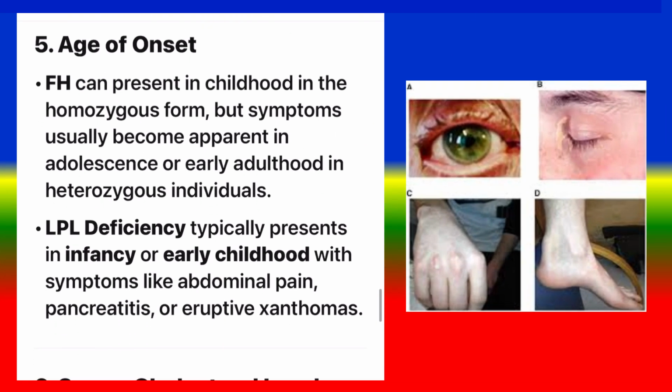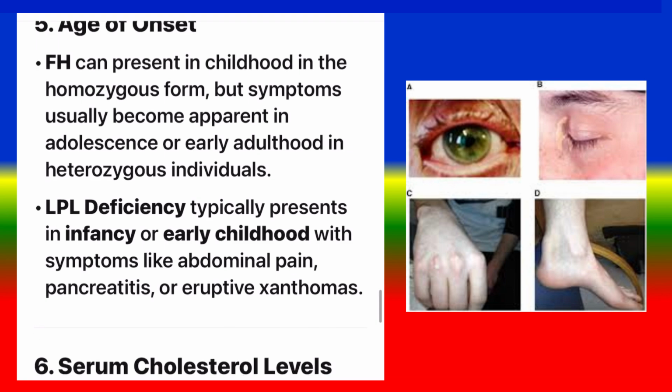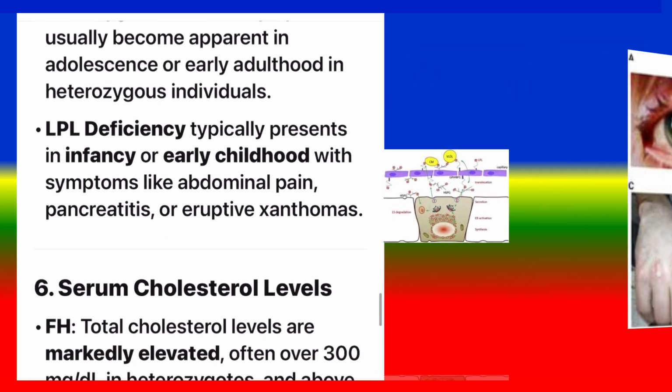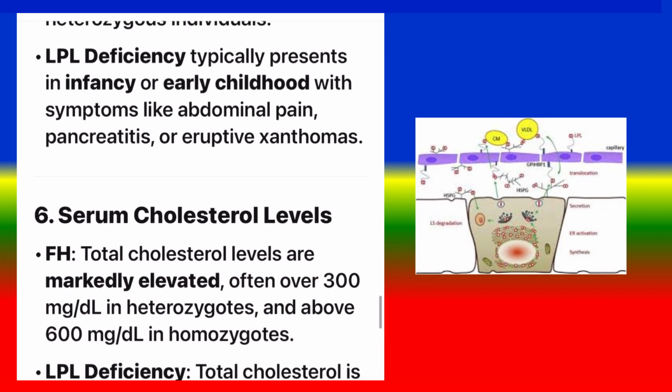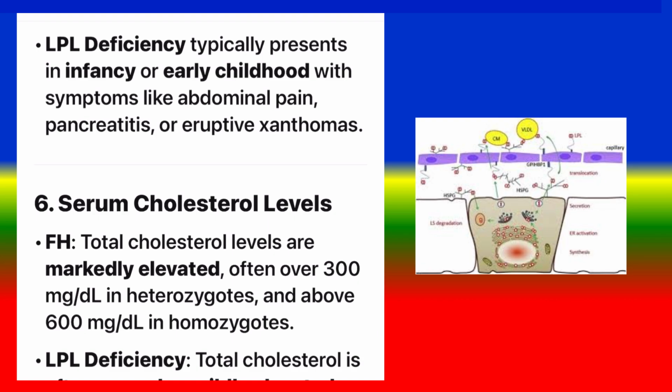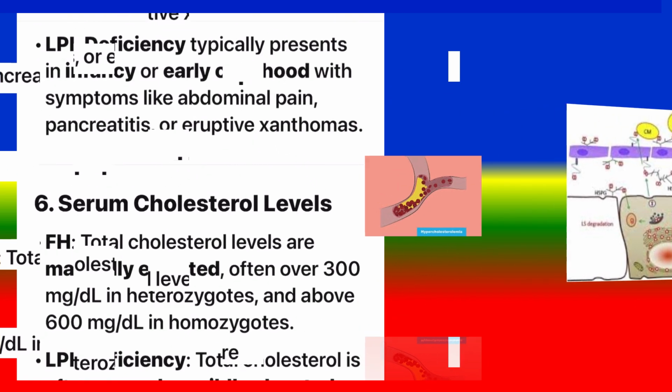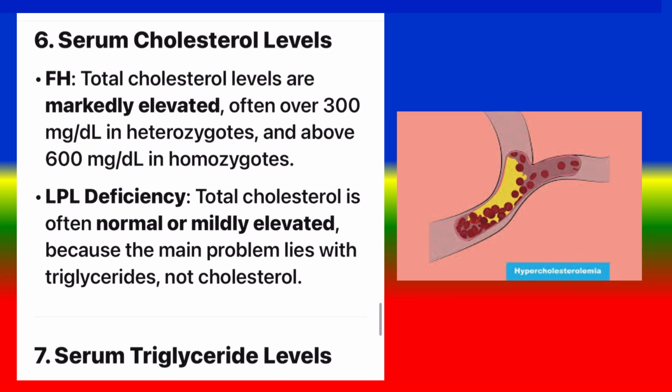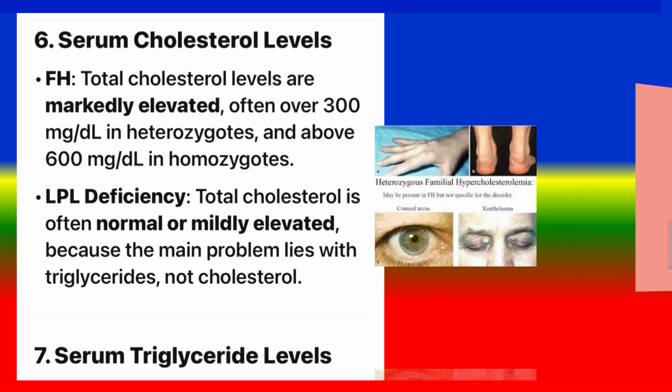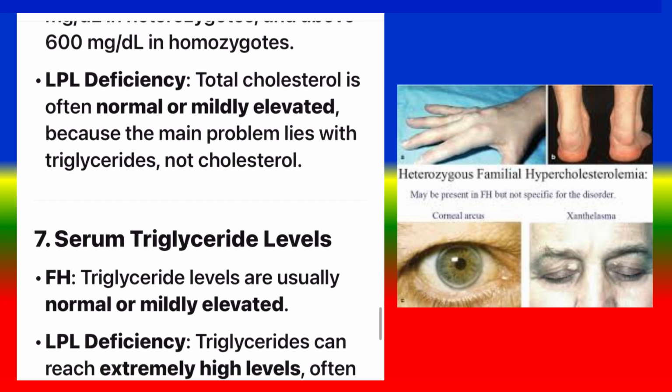5. Age of onset. FH can present in childhood in the homozygous form, but symptoms usually become apparent in adolescence or early adulthood in heterozygous individuals. LPL deficiency typically presents in infancy or early childhood with symptoms like abdominal pain, pancreatitis, or eruptive xanthomas. 6. Serum cholesterol levels. FH total cholesterol levels are markedly elevated, often over 300 mg per deciliter in heterozygotes and above 600 mg in homozygotes.